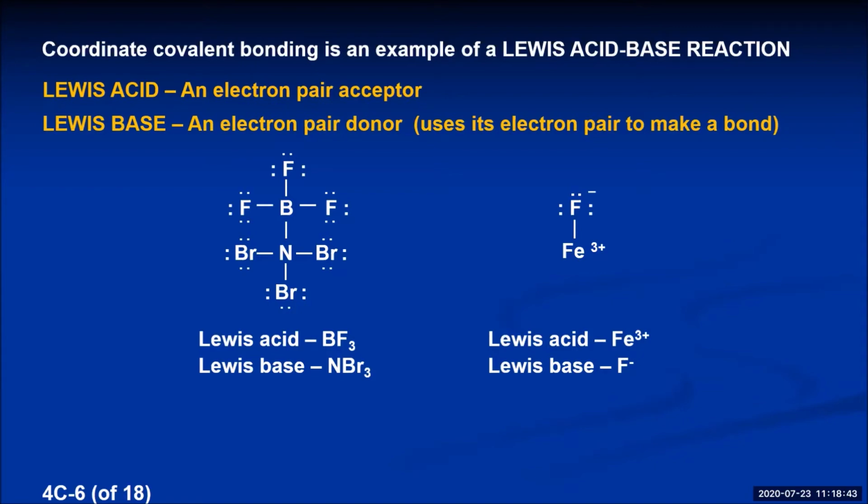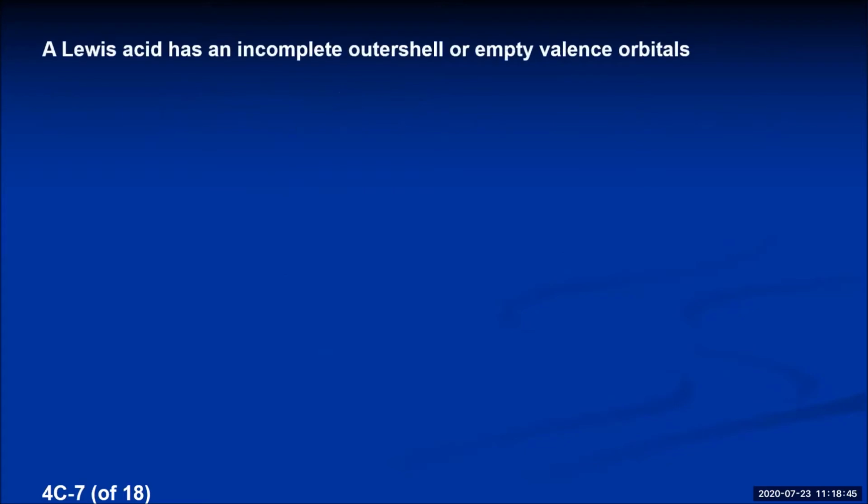So from these two examples, there's something you can clearly recognize that will allow you to identify whether something's a Lewis acid or a Lewis base. A Lewis acid always has an incomplete outer shell or an empty valence orbital. That's why BF3 is an acid. It didn't have a complete outer shell for the boron, so it could accept an electron pair. And then if you ever have a cation, like a sodium ion, magnesium ion, aluminum ion, iron ion, they will always have holes in their outer shells. They can accept electron pairs.